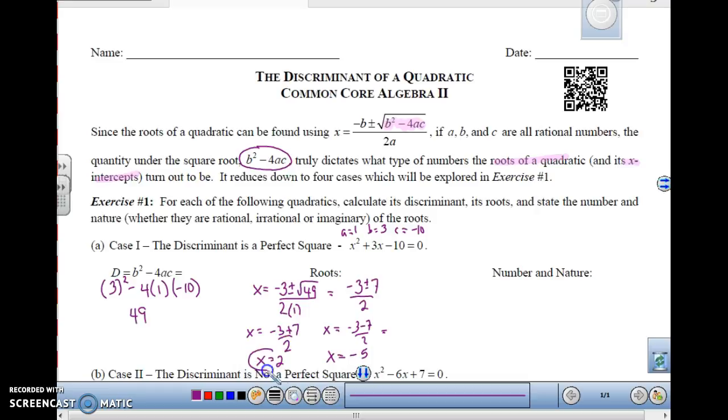So when that's a perfect square, what kind of roots did I get here? I got 2 unequal rational roots. So if your discriminant comes out to be a perfect square under the radical, that means your 2 answers are going to be rational numbers that are unequal.